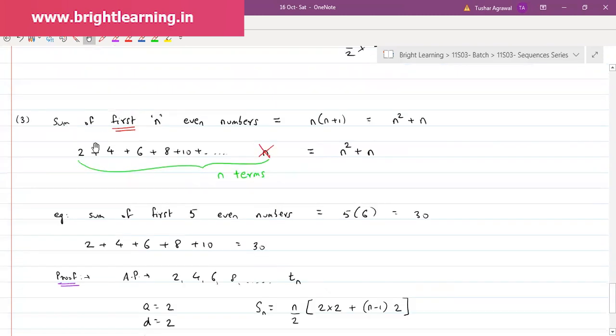How will the last term look like in all these examples that we saw? The last term will look something like this.